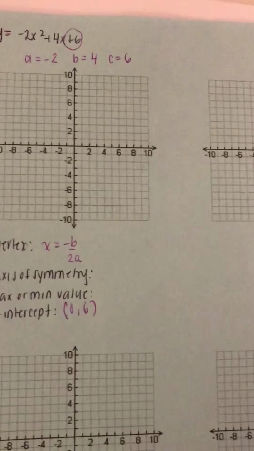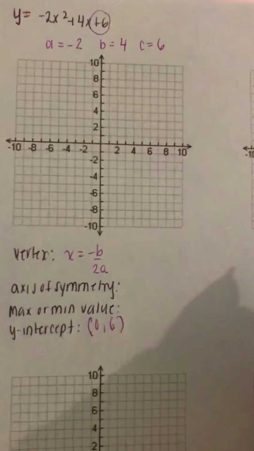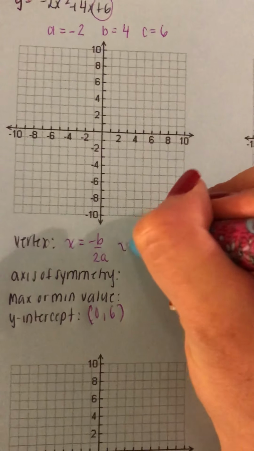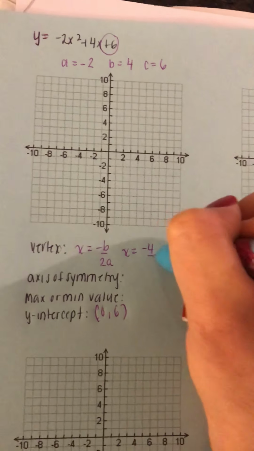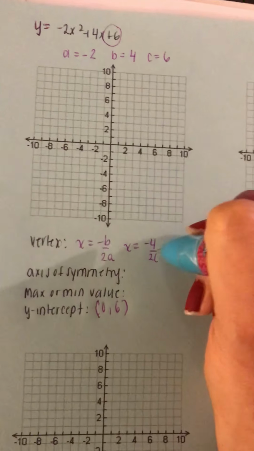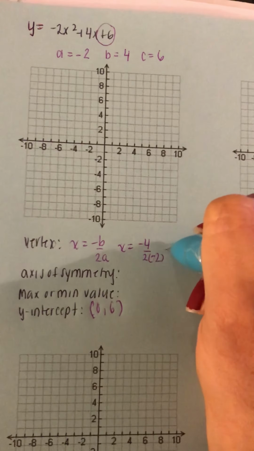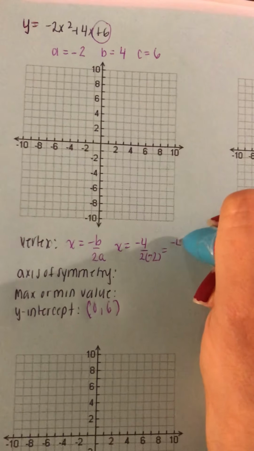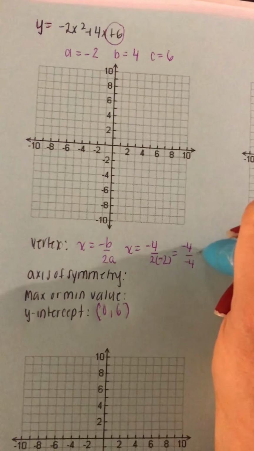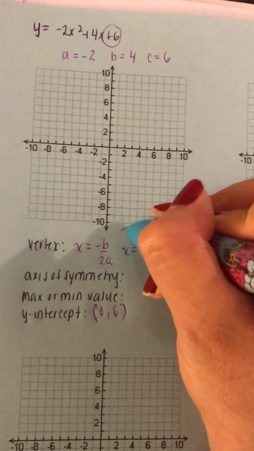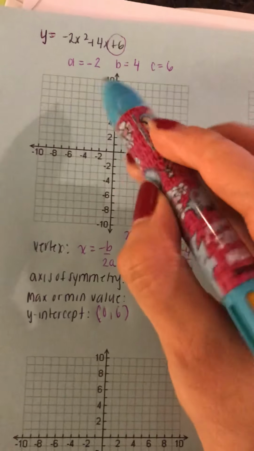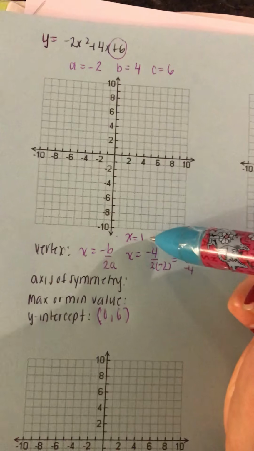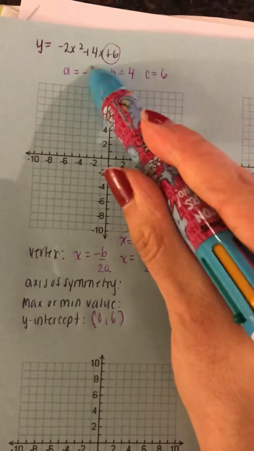So let's find the x value of the vertex. It will be negative 4 all over 2 times negative 2. So negative 4 over negative 4 is just 1. So the x value of the vertex is positive 1. Now to find the y value of the vertex, we're going to plug this value of x into our function.